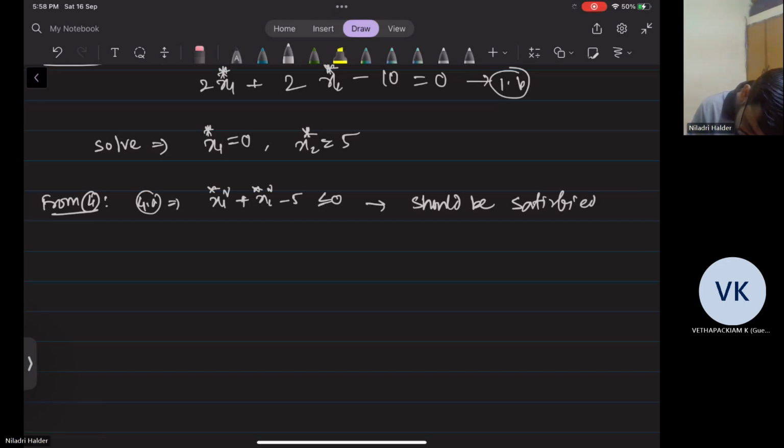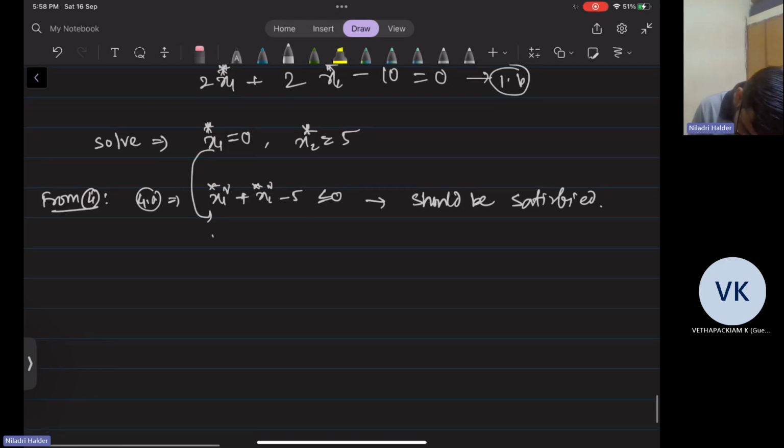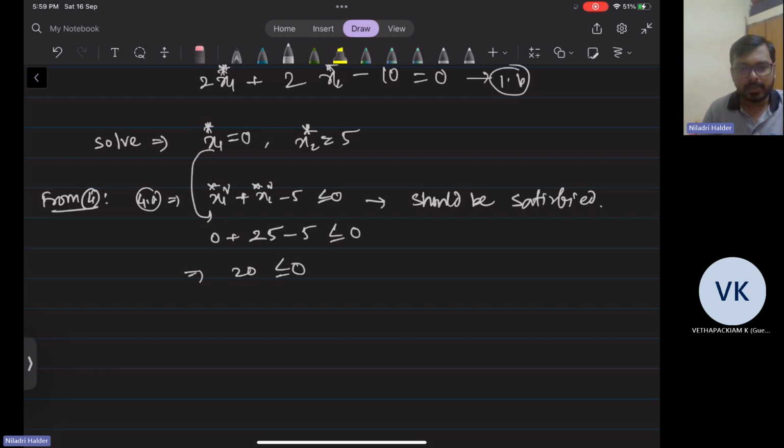Satisfied. Now you put this thing. This x1 is equal to 0, so 0 plus x2 square is 25 minus 5 less than or equal to 0. That means 20 less than or equal to 0. So it's not satisfying this condition.